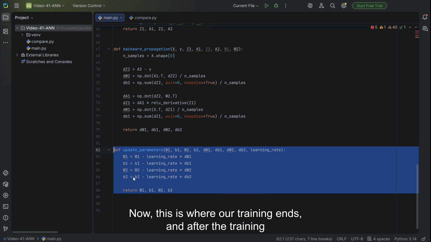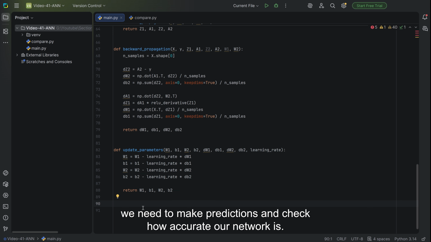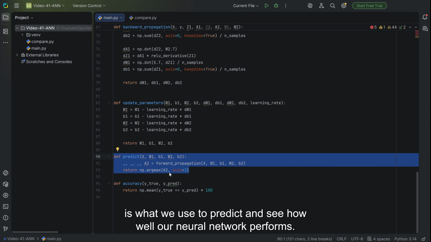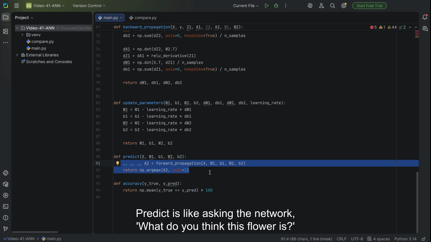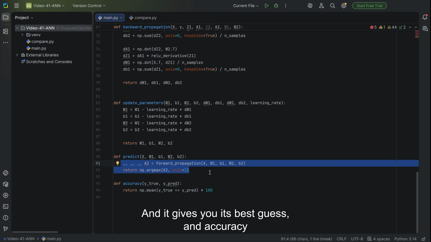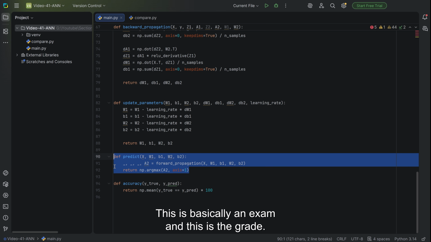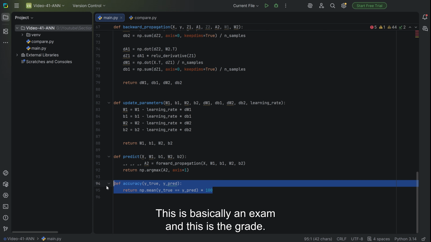Now, this is where our training ends. After the training, we need to make predictions and check how accurate our network is. And these two functions are what we use to predict and see how well our neural network performs. Predict is like asking the network, what do you think this flower is? And it gives you its best guess. And accuracy is like grading the network's test. What percentage of answers were correct? This is basically an exam, and this is the grade the teacher gave us.